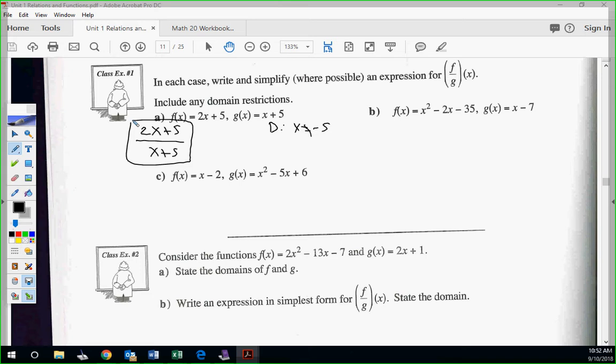All right. So let's try the next one here. One thing, this is linear to linear. Okay, it was linear to linear, so it was the same degree. I'm going to keep that in mind. All right, this one, quadratic to linear again. So we have x squared minus 2x minus 35 all over x minus 7. So we understand domain is x can't be 7.